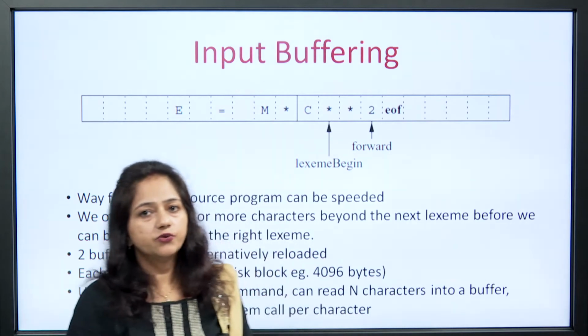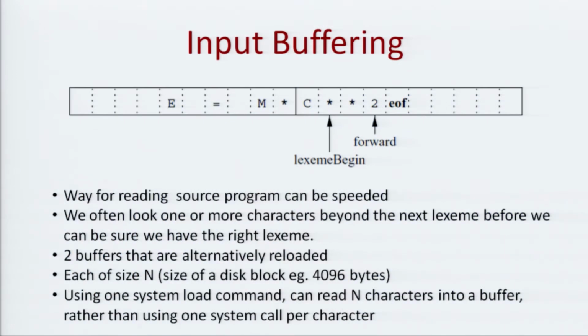Now, why are we using input buffering? It provides a way of reading the source program in a speedy manner. We often look one or more characters beyond the next lexeme before we can be sure that we have the right lexeme. As I told you, here we get the star, and the forward pointer moves here and then here. When we reach 2, only then do we come to know that this is not part of the lexeme, and that the lexeme should end up to here. So, for identifying the lexeme, we always read one or more characters beyond it.